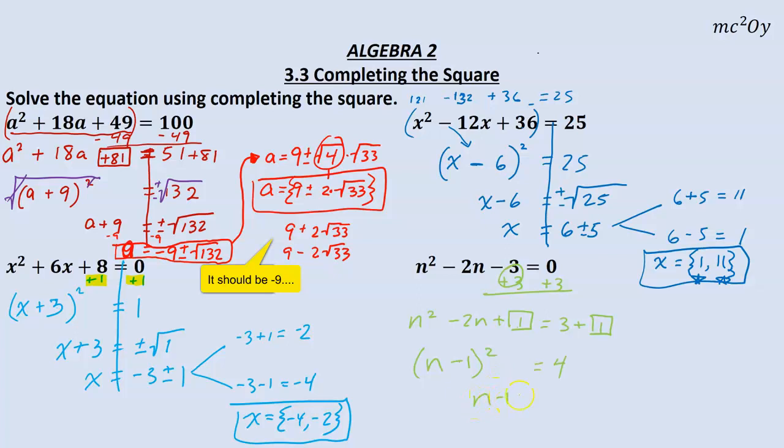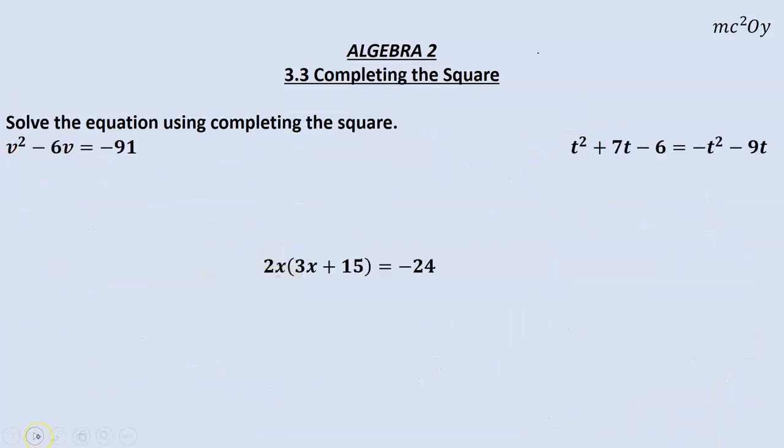So I now have n minus 1 is equal to plus or minus root 4. N is equal to 1 plus or minus the square root of 4, which is 2, which gives me 1 plus 2, 1 minus 2, or 3 and negative 2. So n equals the set negative 2 and 3. All right. There we got it. Let's go ahead and check out something else here.